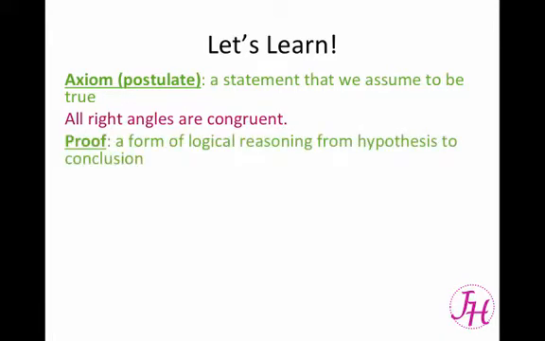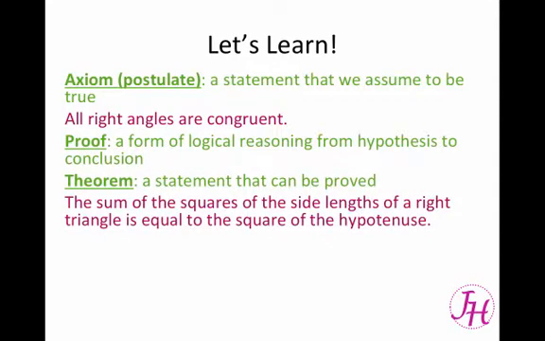A proof is a form of logical reasoning from hypothesis to conclusion. A theorem is a statement that can be proved. For example, the sum of the squares of the side lengths of a right triangle is equal to the square of the hypotenuse. You also know that as the Pythagorean theorem.